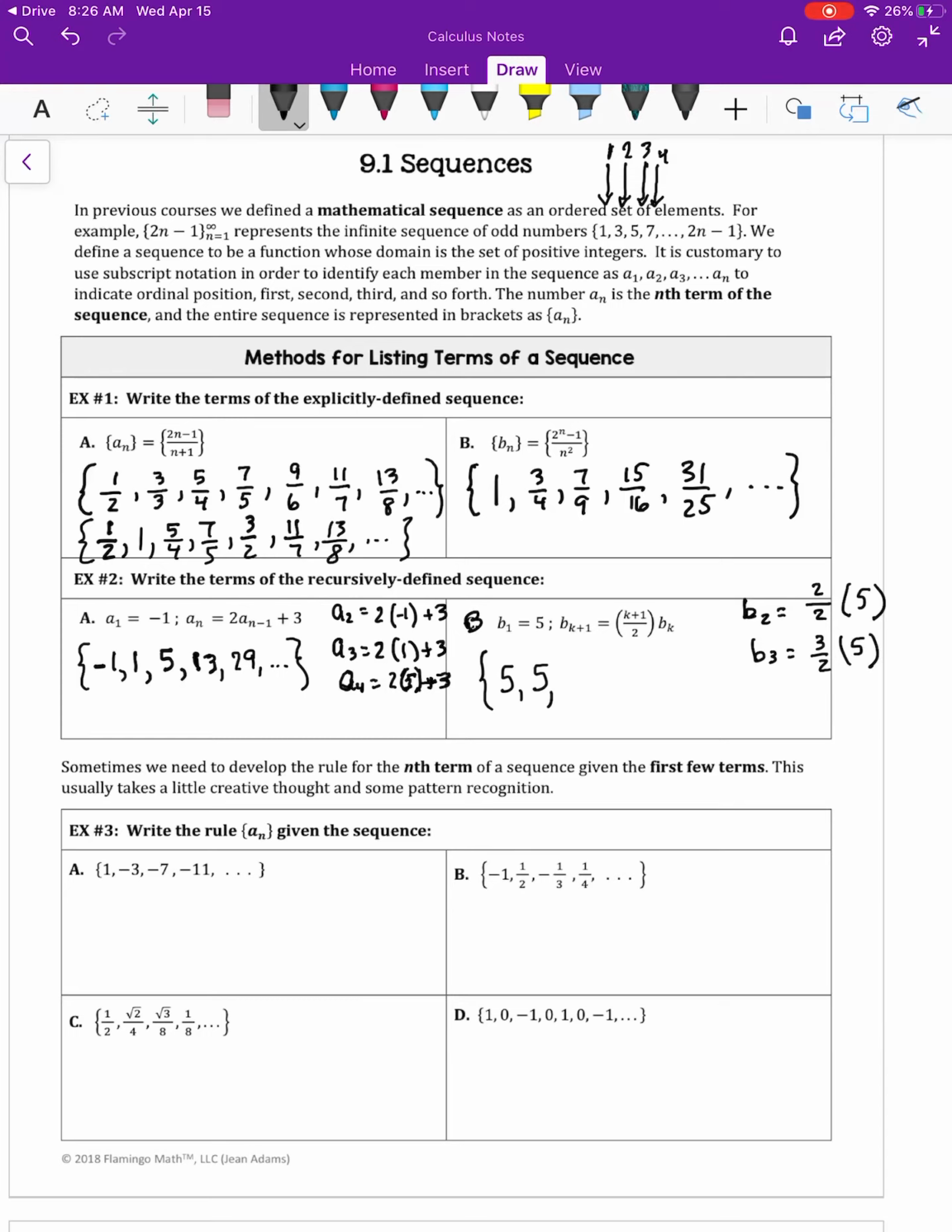My third term, my k would be 2. So this would be 3 over 2 times my previous term. And so that's going to give me 15 halves. I want my fourth term. My k is 3.